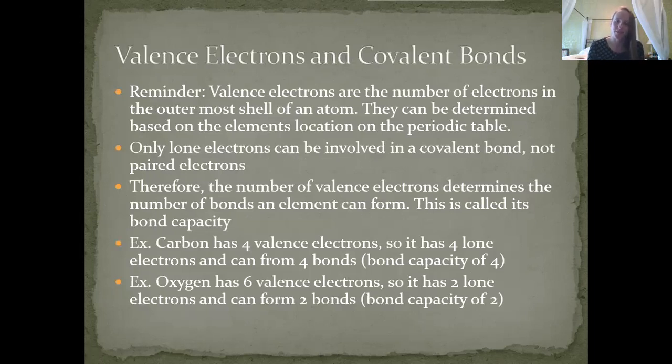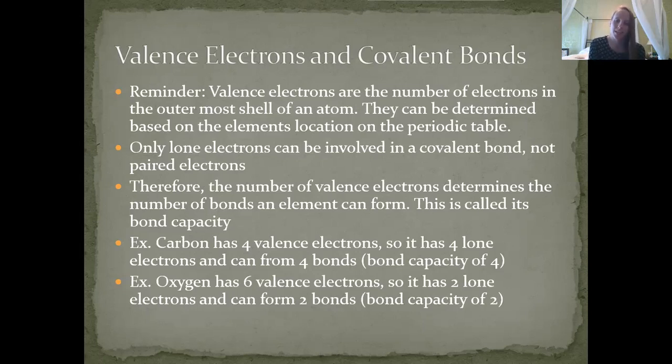Valence electrons, if you remember, are the electrons in the outermost shell of an atom, and you can determine that, especially for nonmetals, just based on what column of the periodic table they're in. Only lone electrons can be involved in a covalent bond. There is an exception to that, which we'll talk about in the next lesson, but that's the general rule.